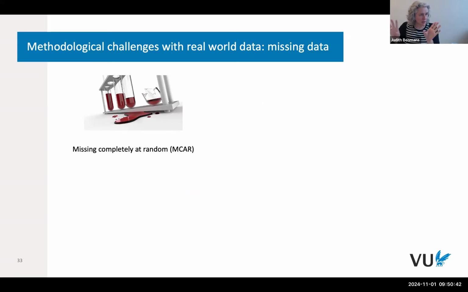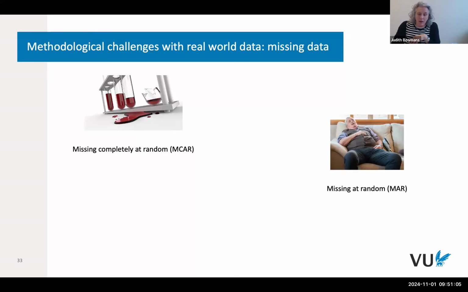It's a completely random process. The lab technician didn't choose which lab tube he or she would drop. So there's no association with the actual health status of the patient or other characteristics of the patients that result in the missingness of data. However, what we often see is that we have data that is missing at random.